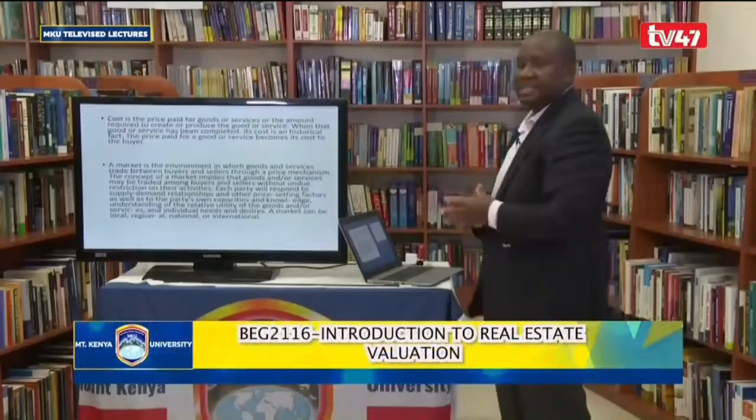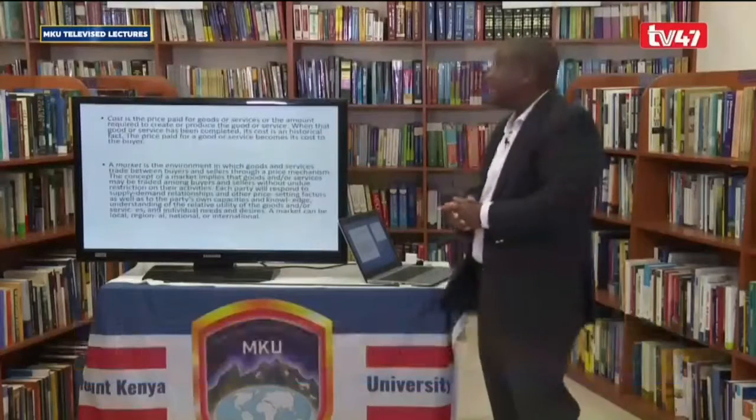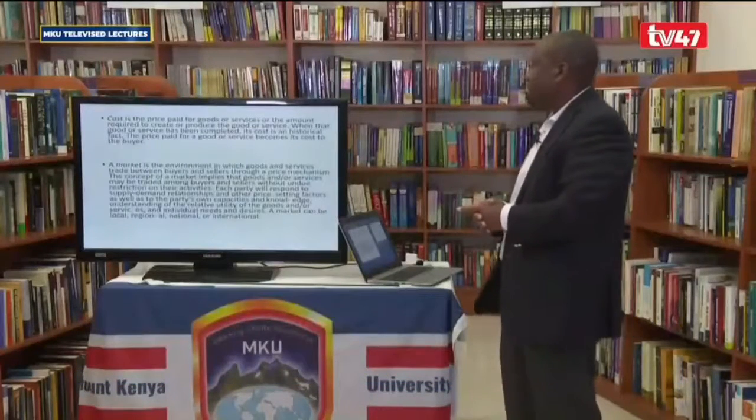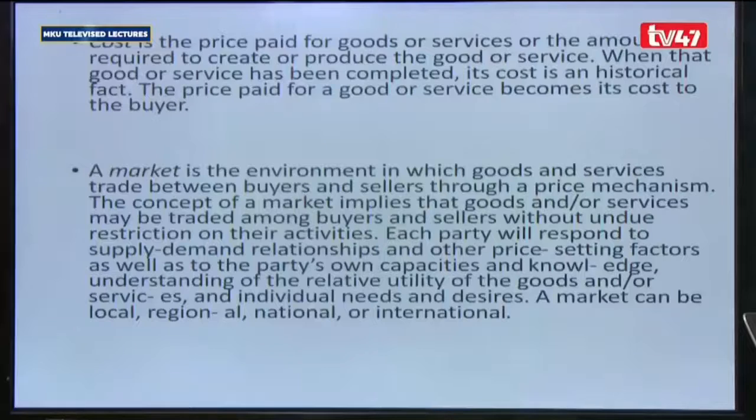A market, then what is a market? A market is the environment in which goods and services trade between buyers and sellers through a price mechanism. So for that to be a market, there is buying and selling, and there is a price mechanism. That environment is what is referred to as a market.